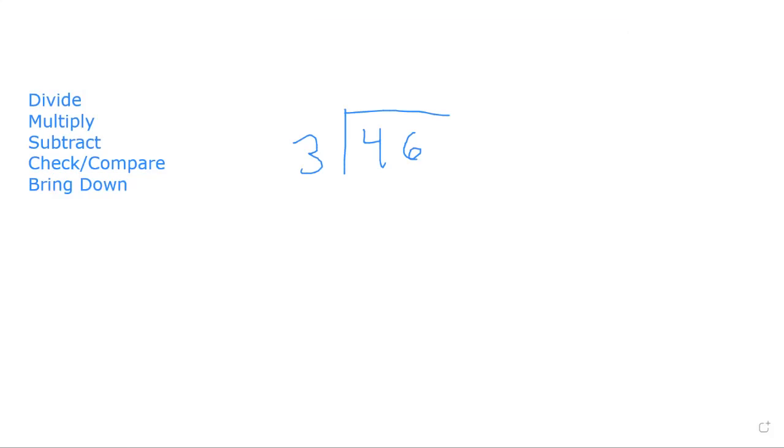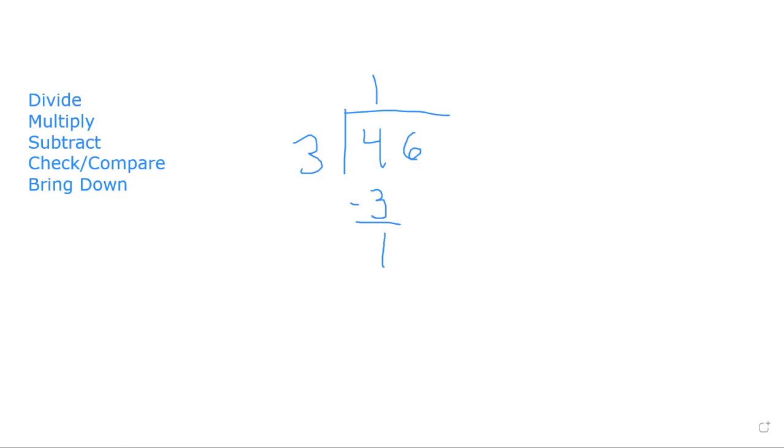So I always start at the digit furthest on the left. 3 goes into 4 how many times? It will go in once, because 3 times 1 is 3. 3 times 2 is 6, which is too large. Now that's my divide. Now I multiply. 3 times 1 is 3. I subtract. I get a 1.